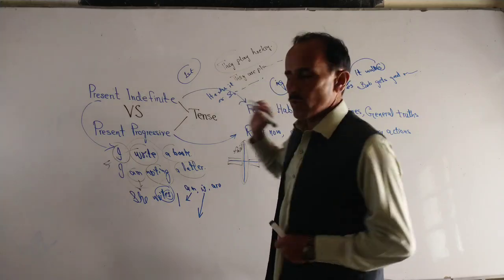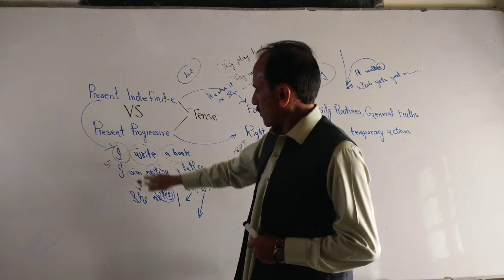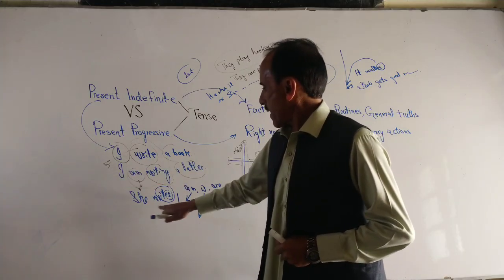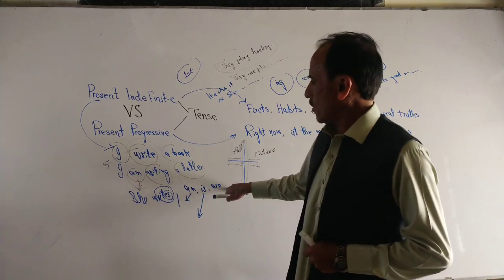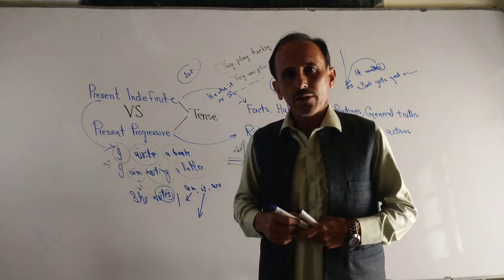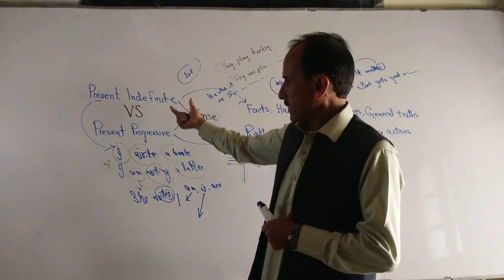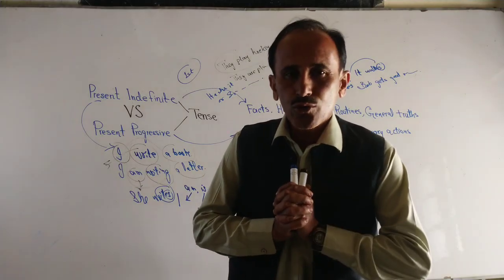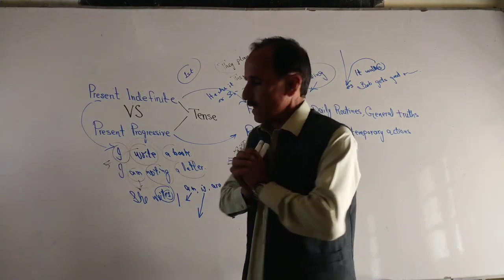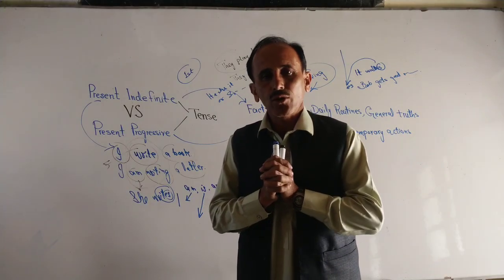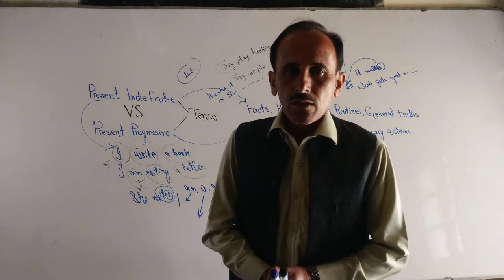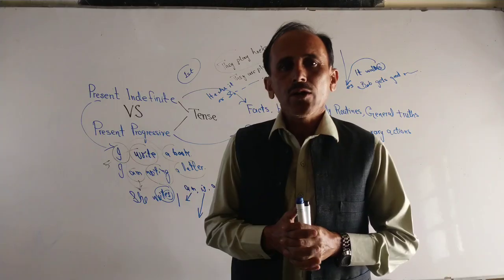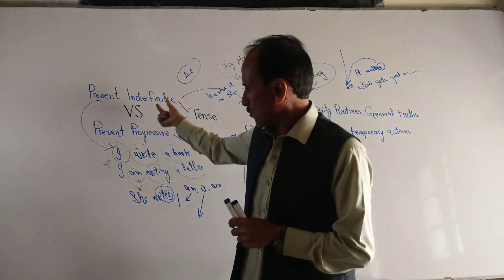And in present progressive or continuous tense, we use auxiliary verbs am, is, and are with the ing form of the verb. So this is the main difference between these two tenses, and how to use and where to use the sentences of present indefinite or present progressive tenses. Try yourself to make 5 or 10 sentences daily on these two tenses.